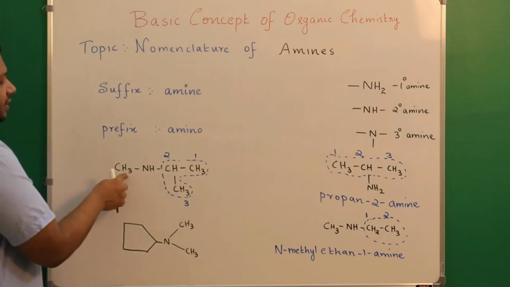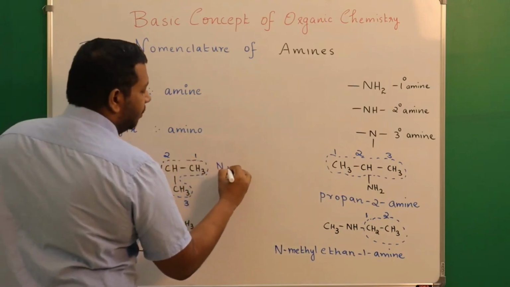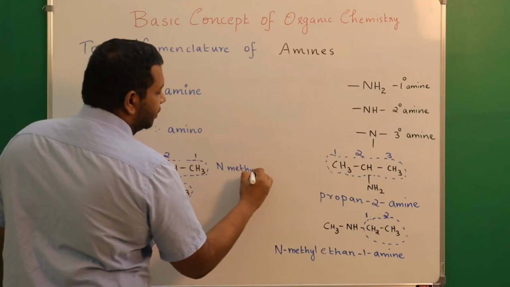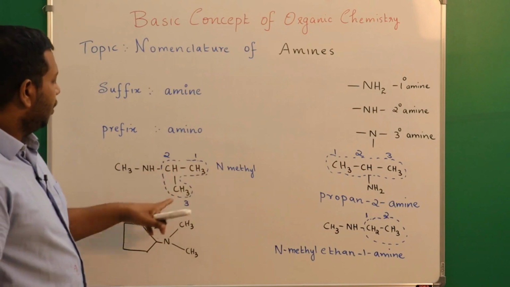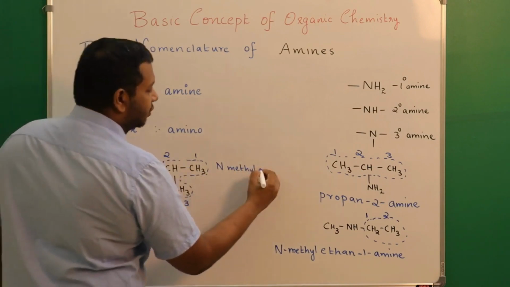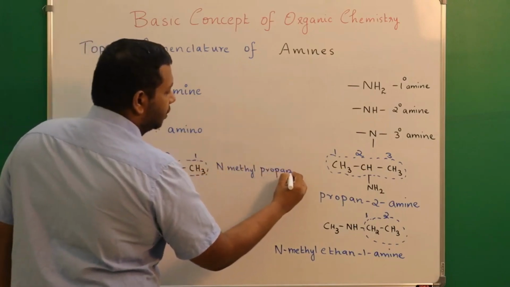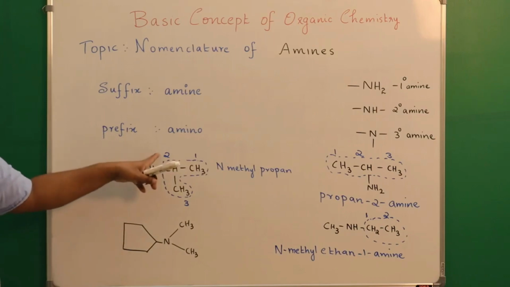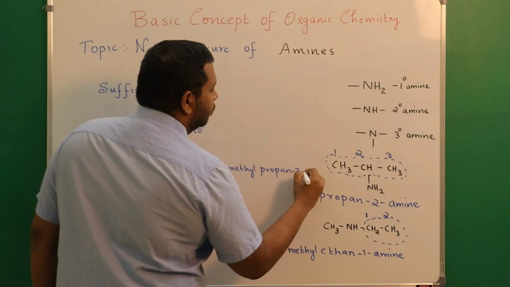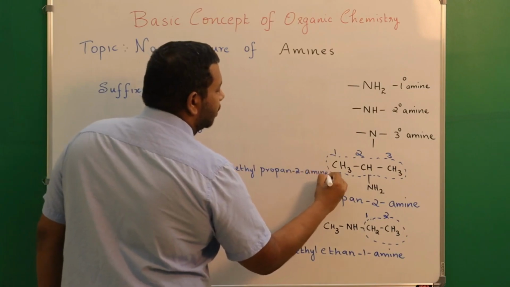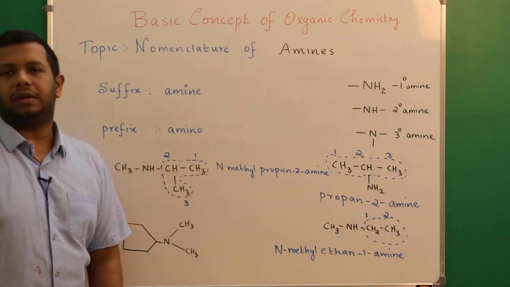So how will you name this compound? Again here CH3 is coming to the N. So I can say N-methyl, correct? N-methyl. Then how many carbon atoms are there in the parent chain? 3 are there. So prop, they are connected through single bond. Then propan, correct? At the second position you have the amine group connected. So I can say propan 2 amine. Understood? So N-methyl propan 2 amine.